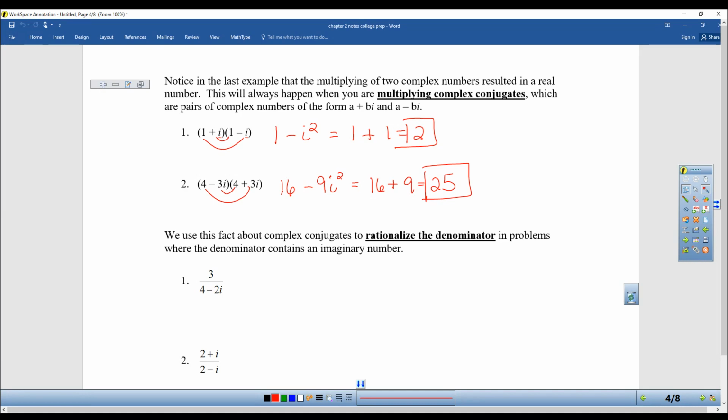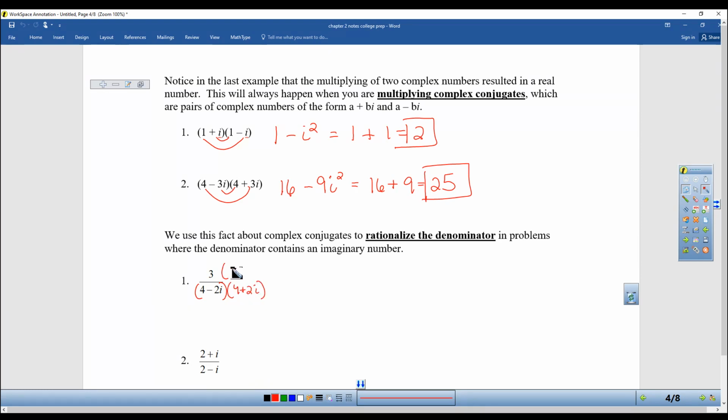So we're going to use this fact to rationalize the denominator. You might remember rationalizing the denominator being for square roots. You can't have a radical in the bottom. We're going to use it to get rid of the i. You're not allowed to have an i in the bottom. But if you look, whenever we use the complex conjugate, we never ended up with an i because the i gets squared and that makes it go away.